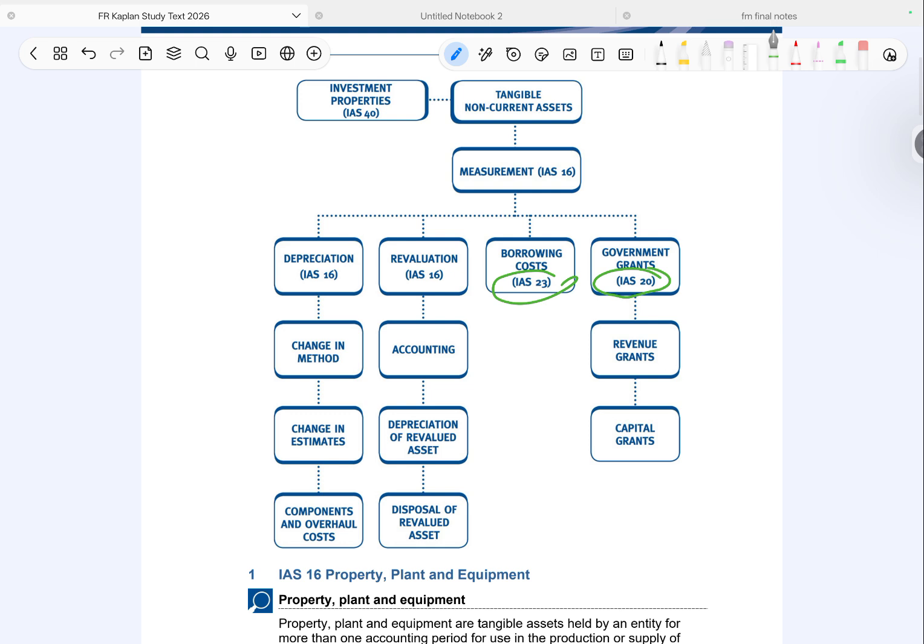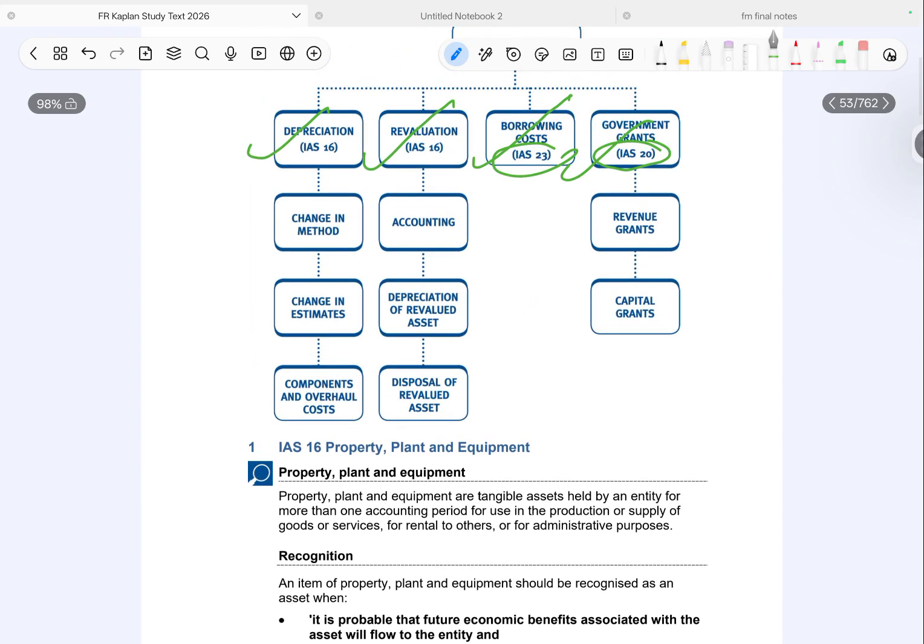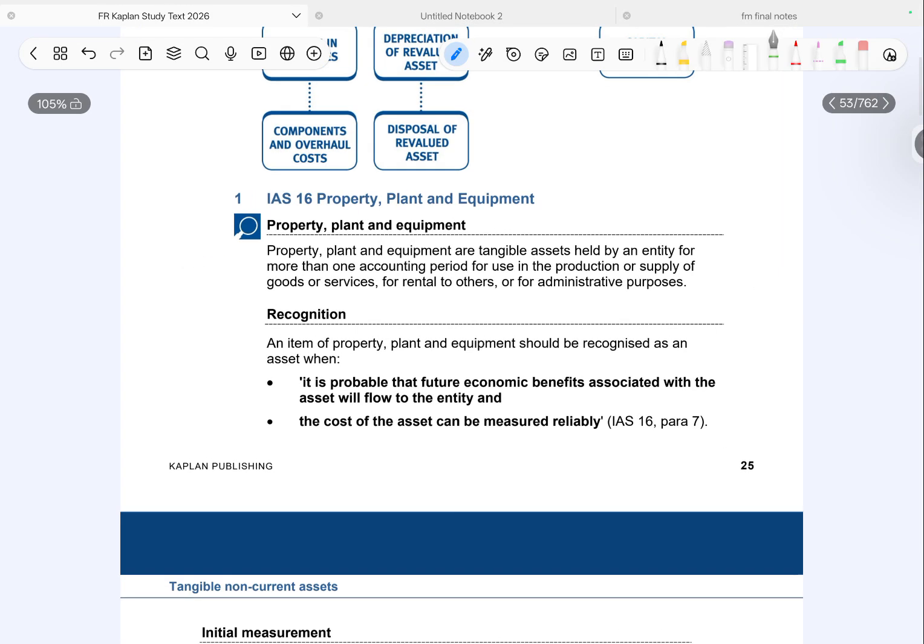So in this chapter we are going to learn about IAS 16, which is depreciation and revaluation, and IAS 23, which is about borrowing cost, and IAS 20 about government grants. These are very easy concepts, especially the borrowing cost one and the government grant one. If you just listen to my lecture once or twice, it's a very easy concept to grasp. So let's get started. And this video might be divided into two separate videos because it's a bit of a lengthy chapter. Okay, so first we have IAS 16, property, plant and equipment.